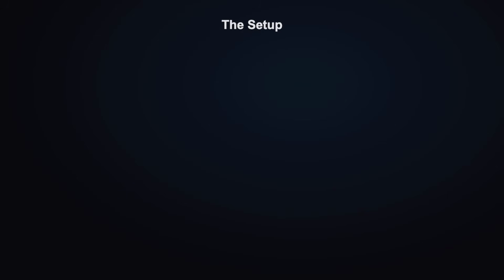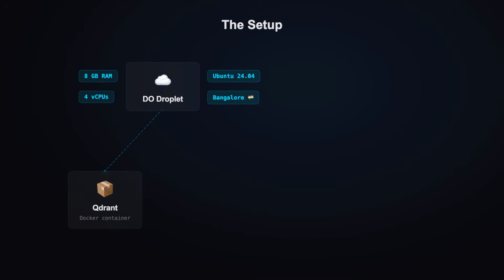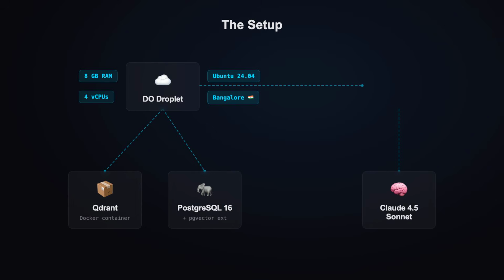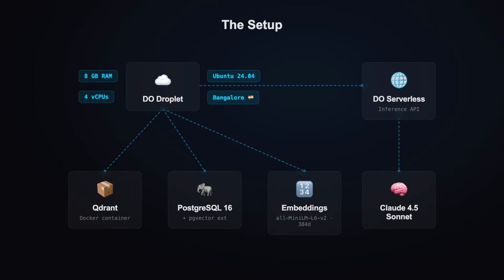Here is how the benchmark works. I spun up a DigitalOcean Droplet, 8 gigs of RAM, 4 vCPUs, Ubuntu 24.04, running in Bangalore. On it, a Qdrant container and a PostgreSQL 16 with the pgvector extension. The LLM is Claude 4.5 Sonnet, accessed through DigitalOcean Serverless Inference API. Embeddings are computed locally using sentence-transformers, the all-MiniLM-L6-v2 model.